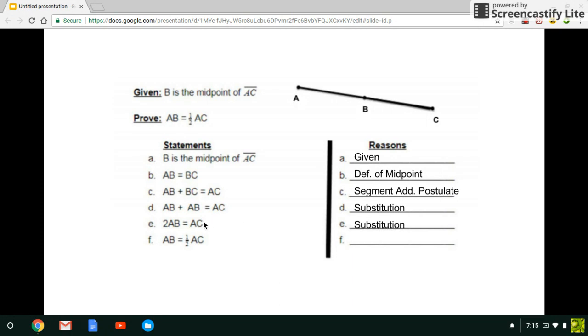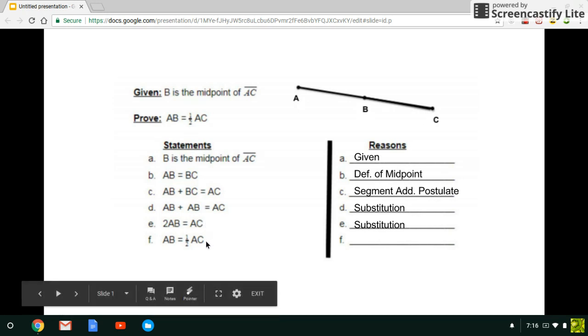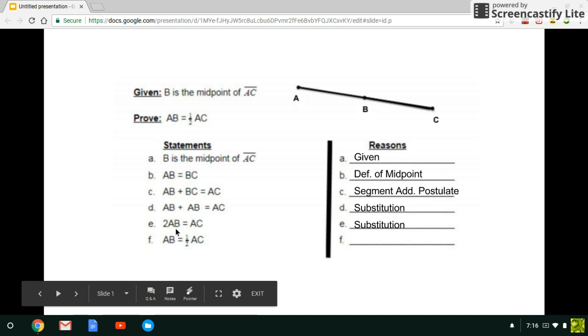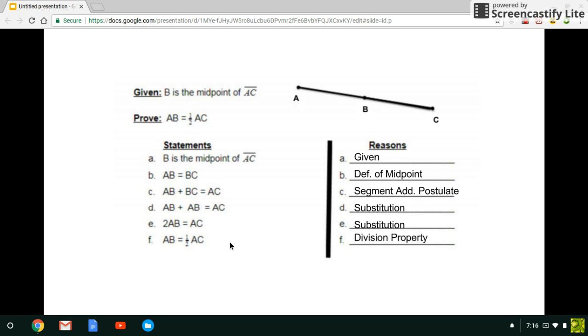Then to get from step E to step F, we have to take this 2 and divide on both sides, because we want AB by itself, because that's what we were trying to prove. If we divide by 2 on both sides, we get AB equals 1/2 AC. I know it looks a little different here because we have the 1/2 on the outside, but 1/2 is the same as saying divided by 2. So that is the division property.